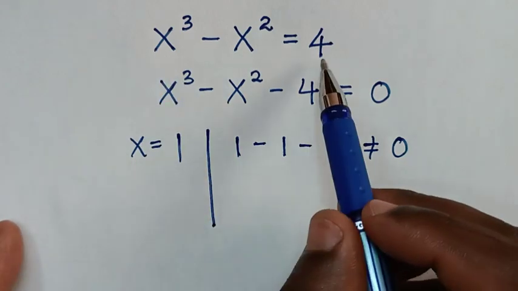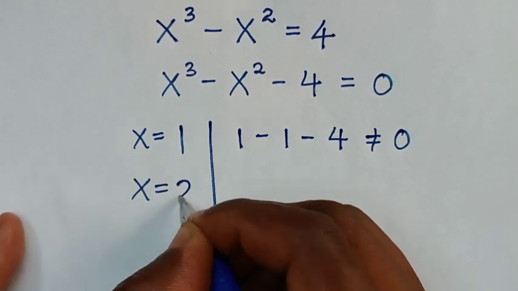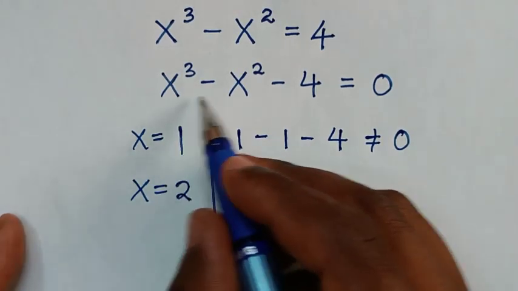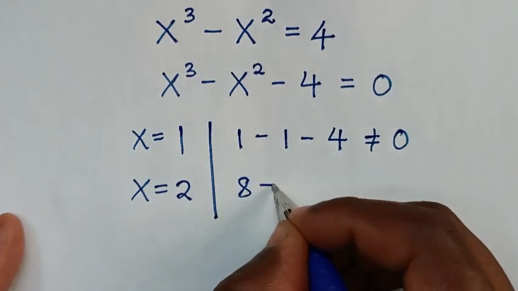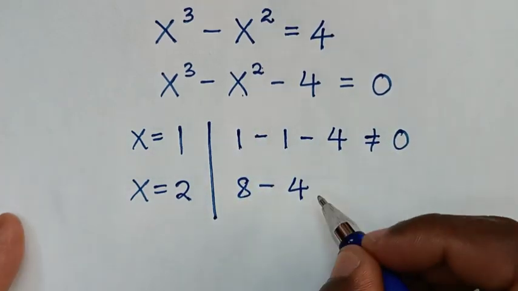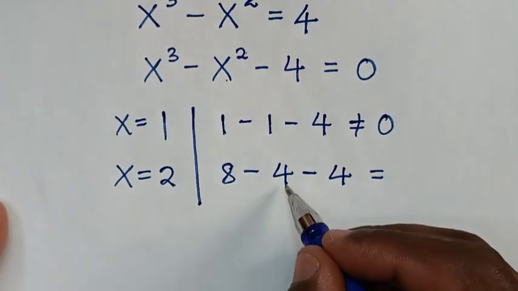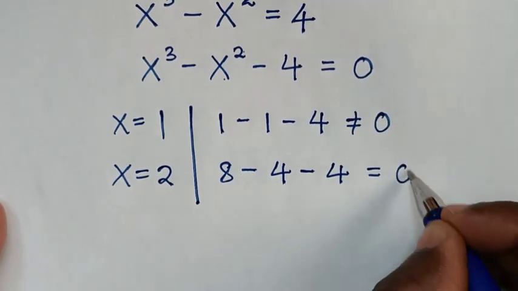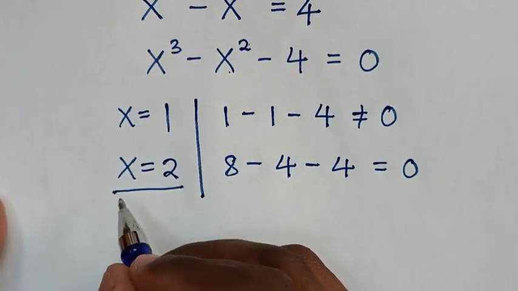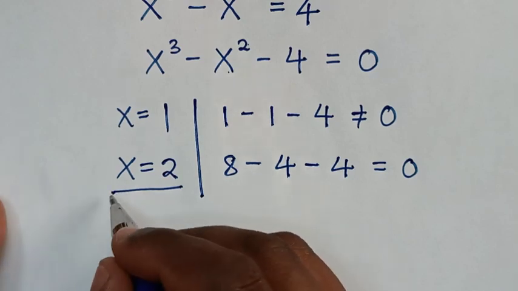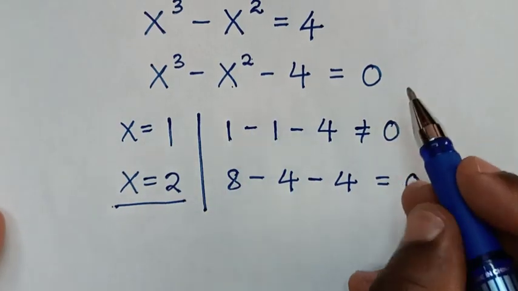So 1 is not a root of this cubic equation. Then we test x is equal to 2. So we'll substitute 2 into this cubic equation: 2 to the power of 3 is 8, then minus 2 to the power of 2 is 4, then minus this 4. 8 minus 4 is 4, and 4 minus 4 is equal to 0. So it is true, x is equal to 2 is one of the valid roots, or one of the values of x in this cubic equation.